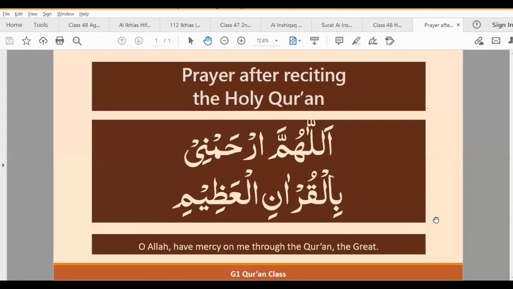Jazakumullah. Assalamualaikum. Wa alaikum assalam. How are you? Good, how are you? Alhamdulillah, I'm very well. So we're going to read this dua. If you could repeat after me with Dawud and Tasmiya.